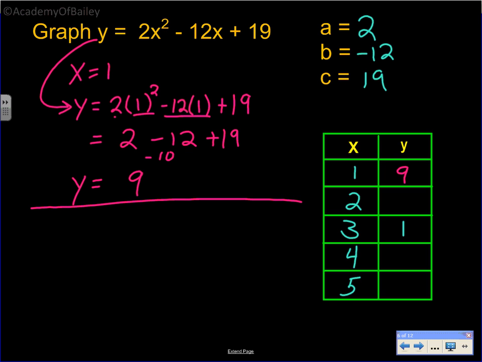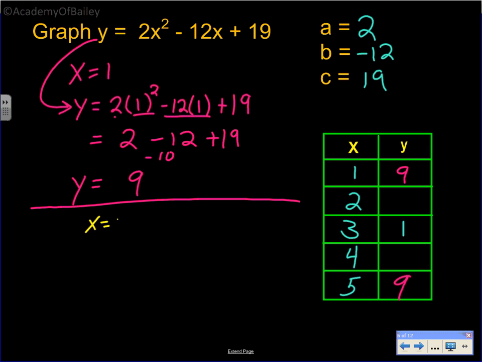And since 1 is 2 spaces away from 3, what else is 2 spaces away? 5. Parabolas are symmetric. So the 5 will also have a y value. When x is 5, y will be 9. Now let's do the next one.